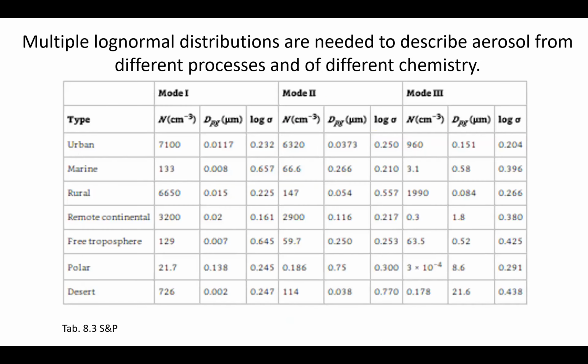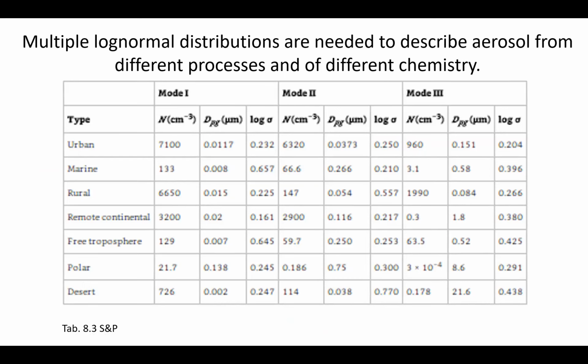And so what that looks like in practice is like this table, which is not great resolution, but you can see along the top that there are 3 different modes, 1, 2, and 3, which might correspond to the Aitken, accumulation, and coarse modes of aerosol. And then in the table, for each one of these modes, you have your normalization factor, the total number, and the 2 parameters of the log normal size distribution. So the geometric mean diameter and the geometric standard deviation.